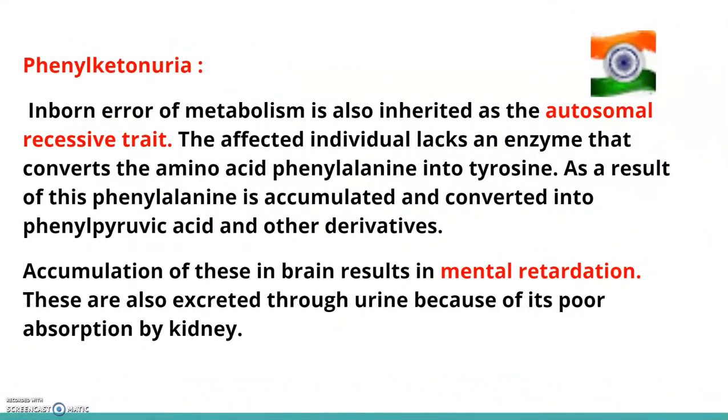Phenylketonuria is an inborn error of metabolism, and it is also inherited as an autosomal recessive trait. The affected individuals lack an enzyme which converts the amino acid phenylalanine into tyrosine. As a result, this phenylalanine is accumulated and converted into phenylpyruvic acid and other derivatives. Accumulation of these in the brain results in mental retardation, and these are also excreted through urine because of their poor absorption by the kidneys.